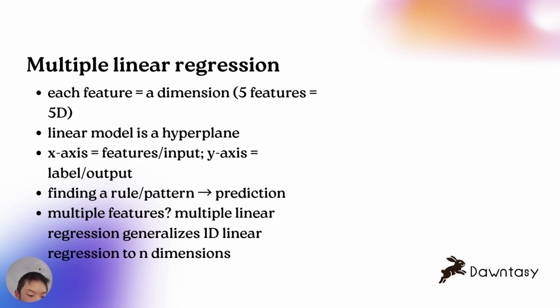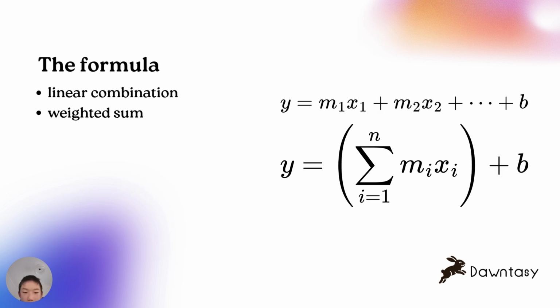So multiple linear regression, which it is called, is about generalizing this to n dimensions or n features. And what we do is if we have features x1, x2, all the way to n features, xn, and a corresponding m for that, corresponding weights for that, then we can see this as a sum, a weighted sum, or a linear combination of the features.